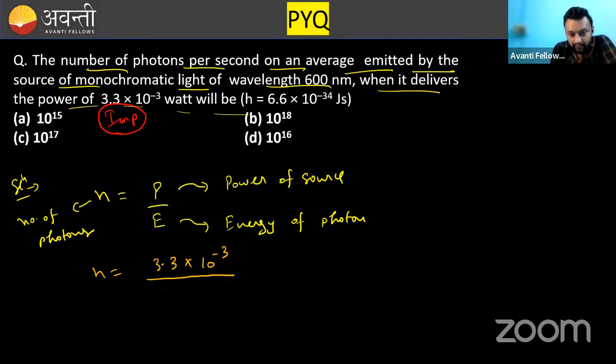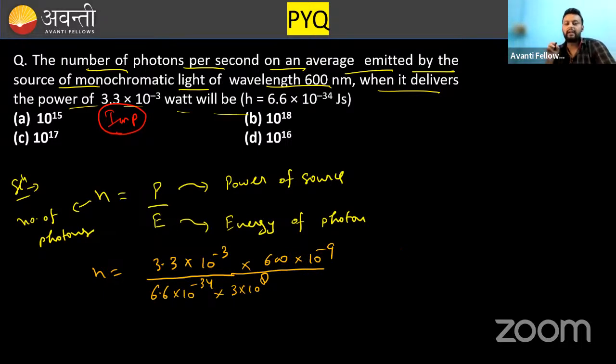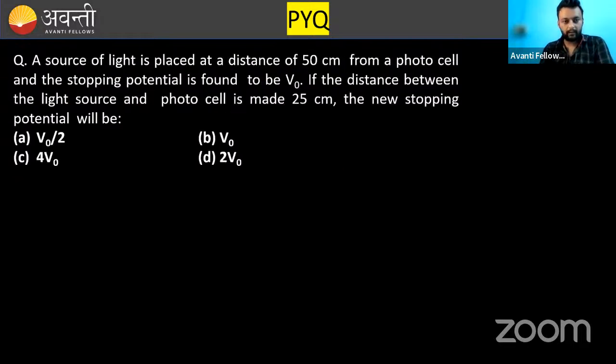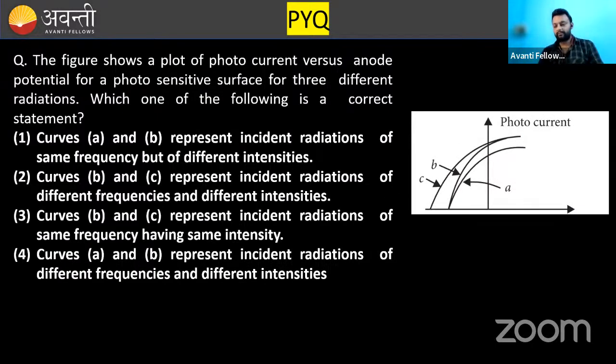I am using the standard values. E is hc by lambda. If I put the value, h is 6.6 into 10 raised to the power minus 34, c is 3 into 10 raised to the power 8, divided by lambda. Lambda is 600 nanometer, which means 600 into 10 raised to the power minus 9. After solving, you will get the answer. It can be very easily calculated. 3.3, 2 times 236, 600. That will be something like 10 raised to the power 16. You can calculate that. Answer this question and we will leave the class.